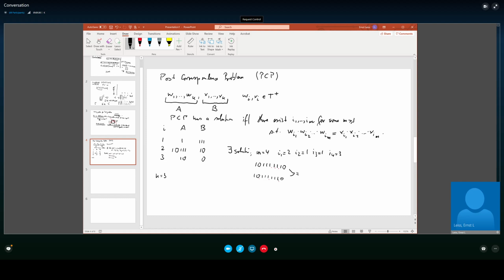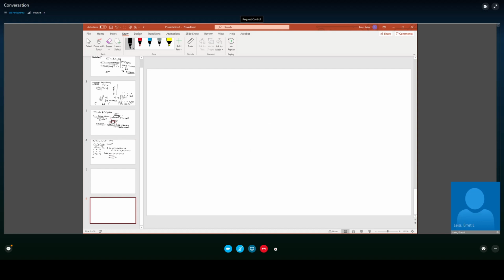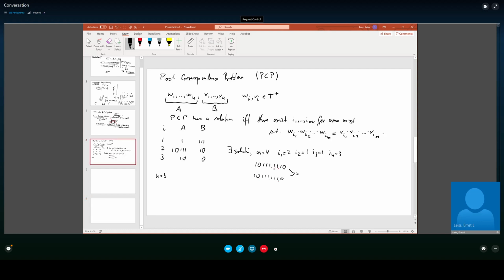Right. Let's verify it again. So for the x's, we have 2, which is 1 0, 1 0, and then twice the first one, which is 3 ones, and then 3, which is a 0. Okay, and so that matches up. So this is the same.